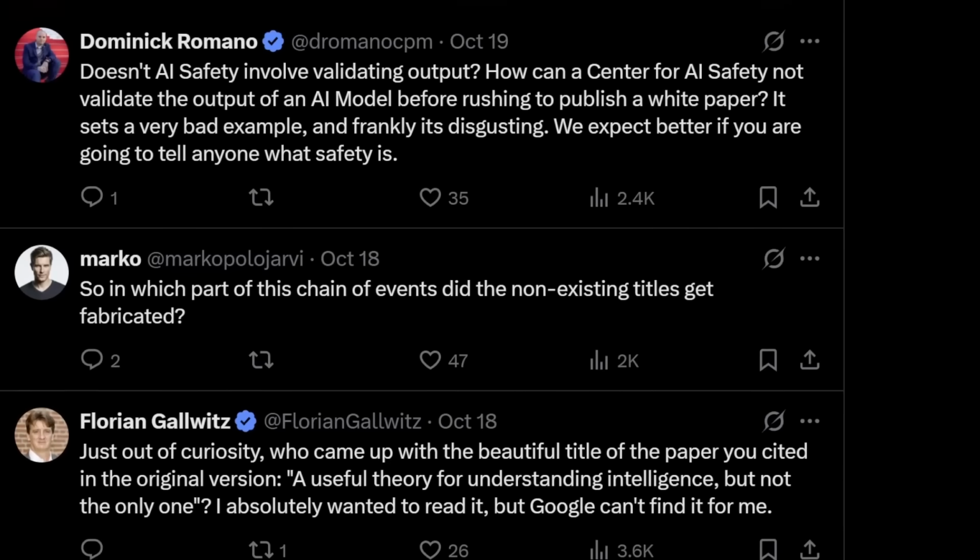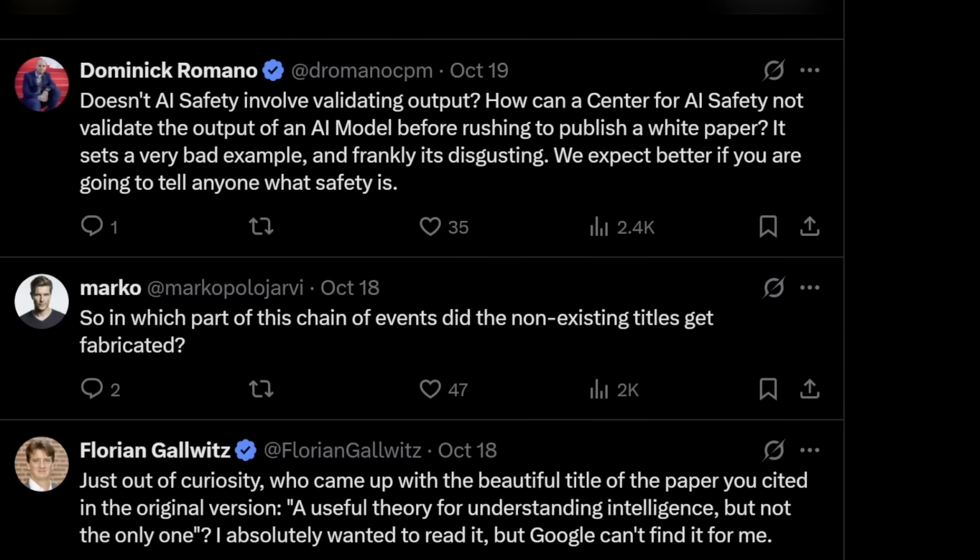I'm pretty sure that everyone just assumes that what happened is they used some sort of a chatbot, a large language model, to write some portion of that paper, and the large language models accidentally hallucinated some facts, which does happen. But why there was no human to actually make sure that the outputs were correct, that is unknown. As Dominic Romano puts it here, doesn't AI safety involve validating output?